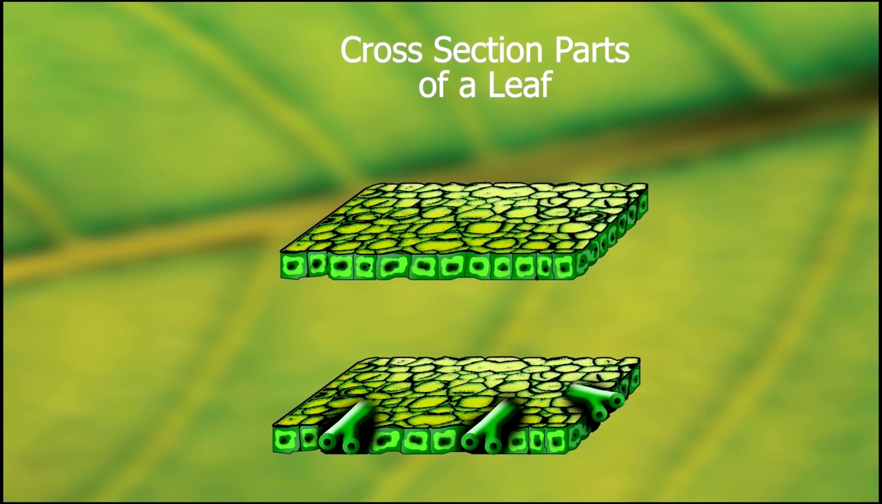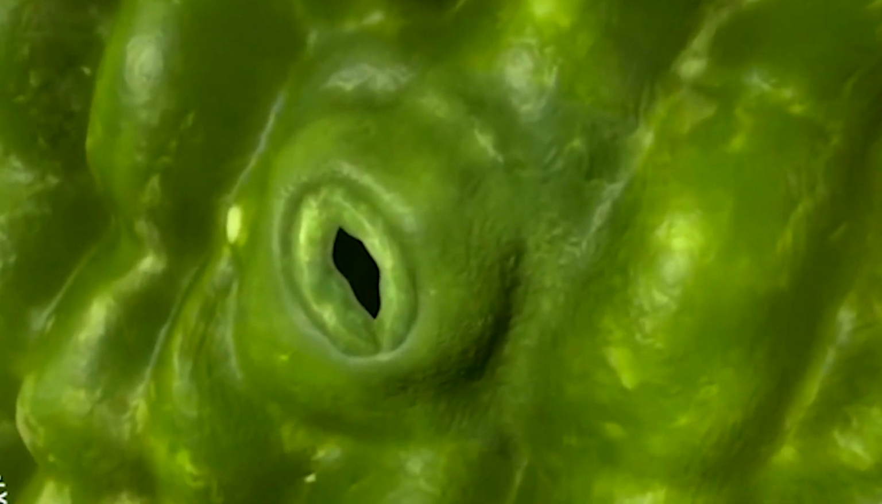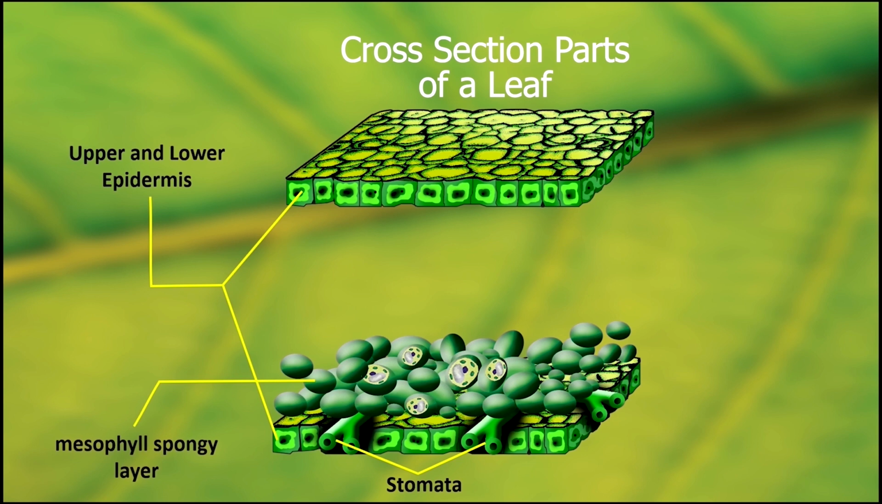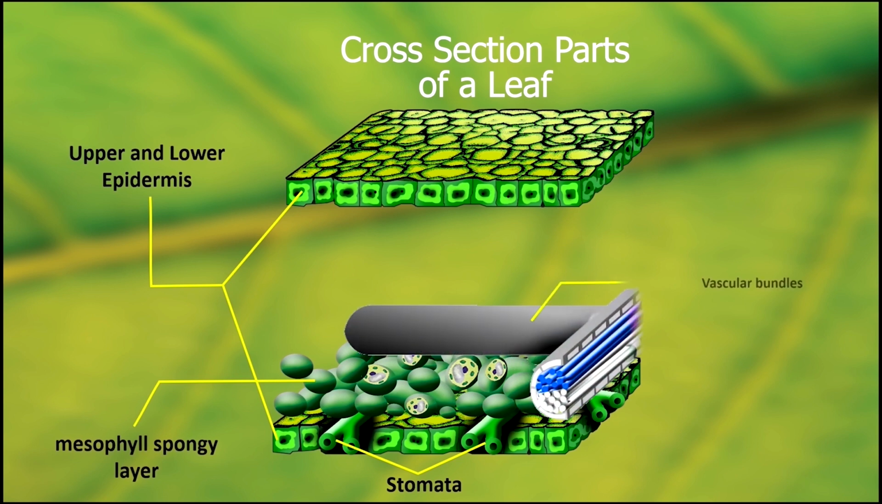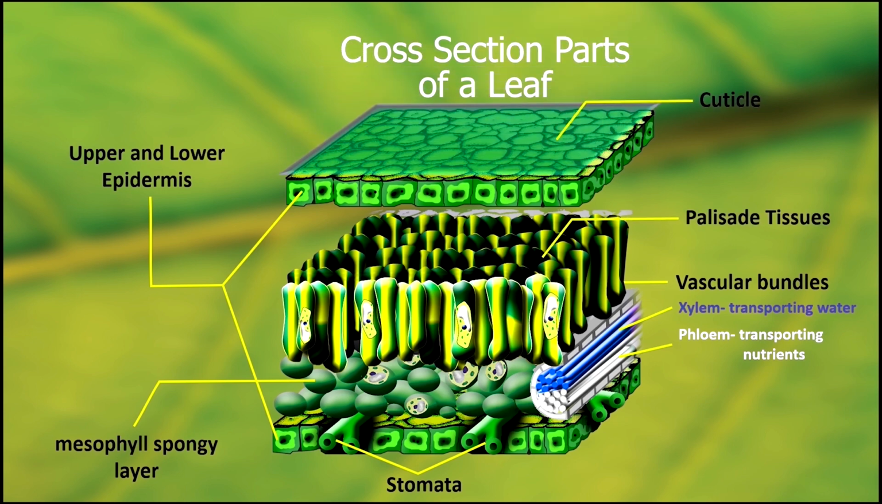Upper and lower epidermis that protect the leaf. Stomata, the tiny pores that serve as the entry and exit points of gases. Mesophyll sponge layer that contains chlorophyll. Vascular bundles, xylem transport water, while phloem transport food. The thick middle part, enclosed by the epidermis, are the palisade tissues.